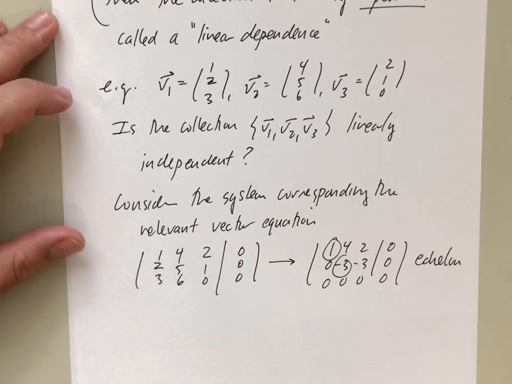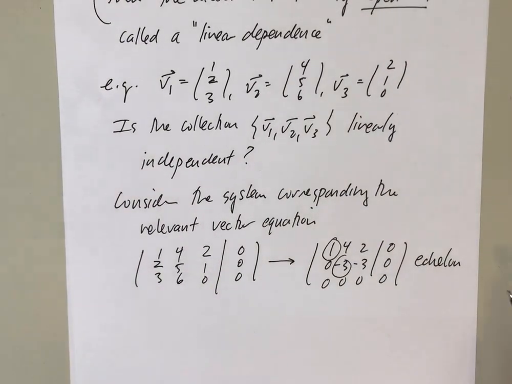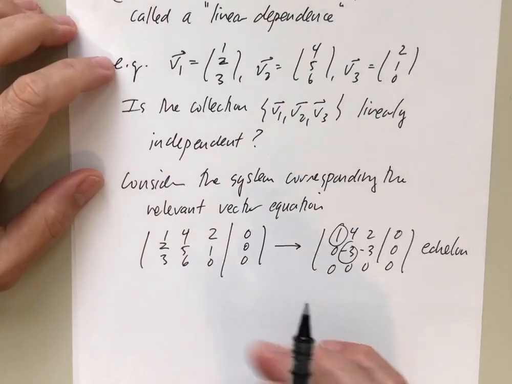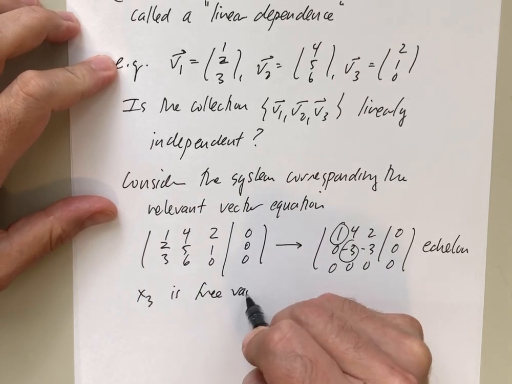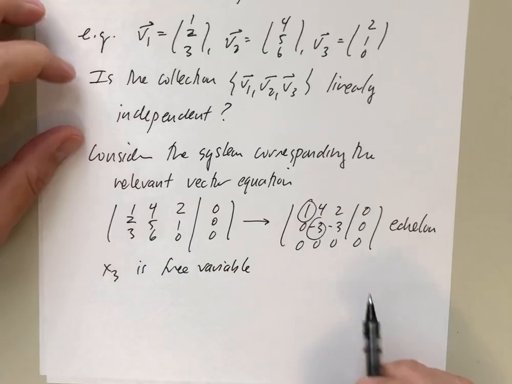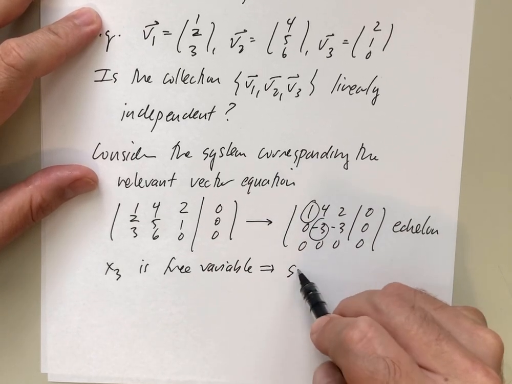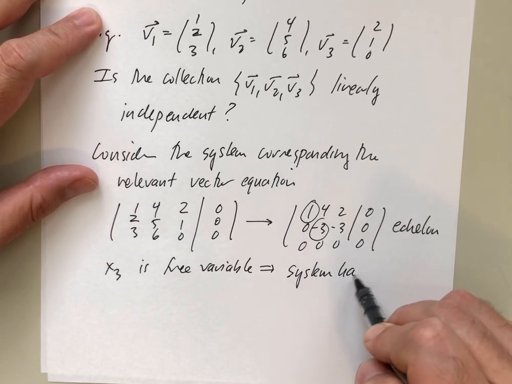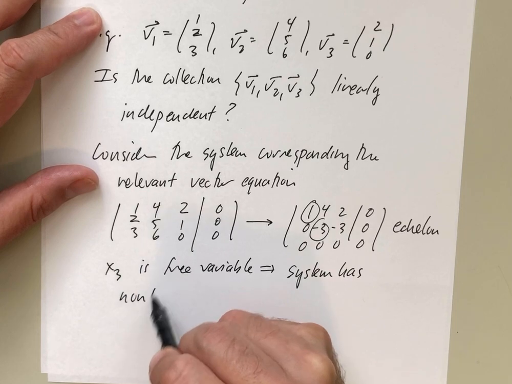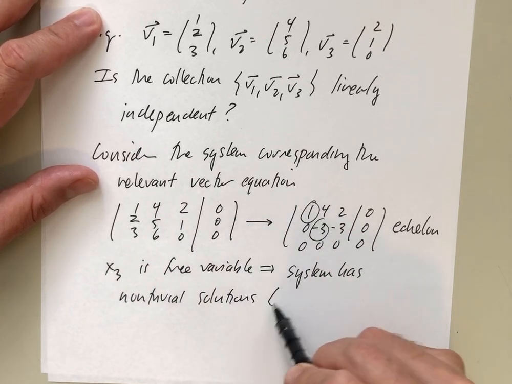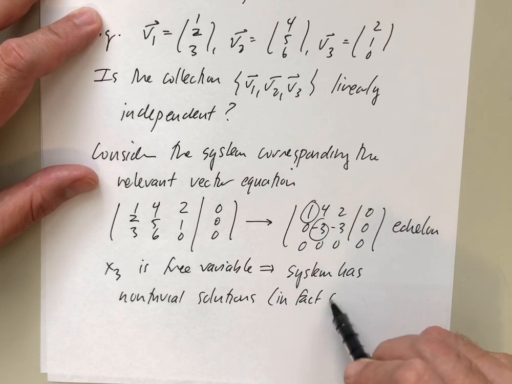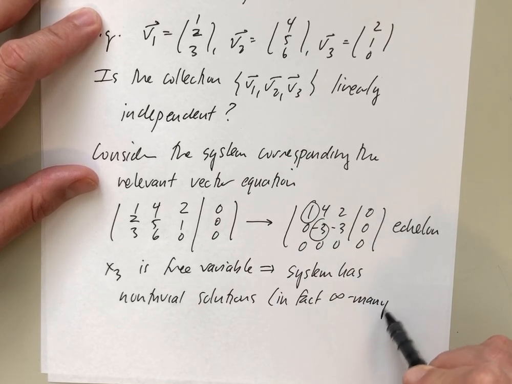I've got pivots here and here, right? So what this is saying is that we know this is a consistent system. It'll always be consistent. But what we're seeing is that x3 is free. x3 is a free variable, which implies that the system has non-trivial solutions. In fact, infinitely many. We know there's infinitely many solutions.